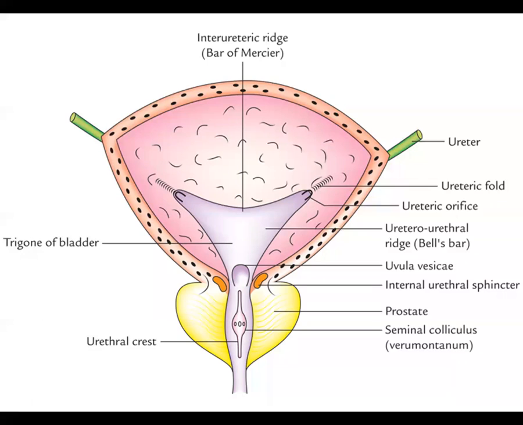Now let's move on to the blood supply and the venous drainage of the urinary bladder. So the urinary bladder is supplied by the superior and inferior vesical arteries, which are branches of the internal iliac artery, which is a terminal branch of the abdominal aorta. It terminates into two branches, that is the common iliac artery. The common iliac artery has again two terminal branches, internal and external.